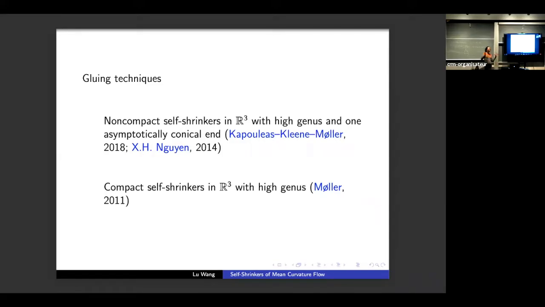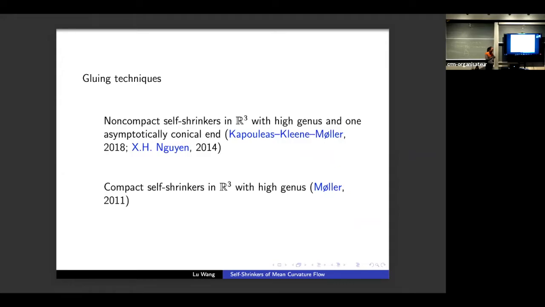It's also a mystery. In this example, you're desingularizing the plane and the sphere. One may wonder, what if I try to desingularize the plane with a cylinder, or the sphere with a cylinder? I think people tried, but technically speaking, that's not working. So it's kind of a mystery. How do you know a priori whether you can desingularize something to produce a rigorous example or not?